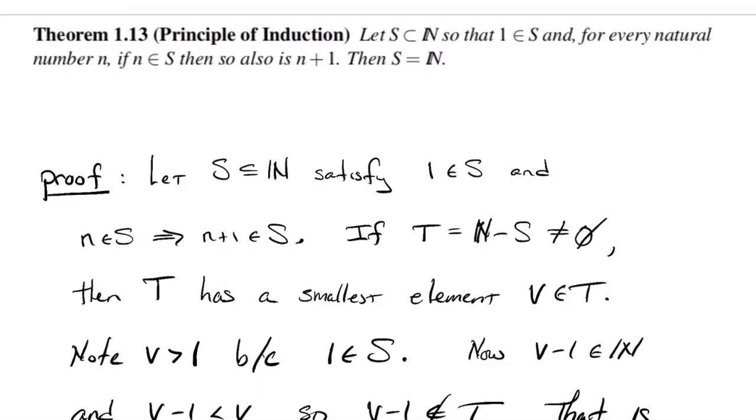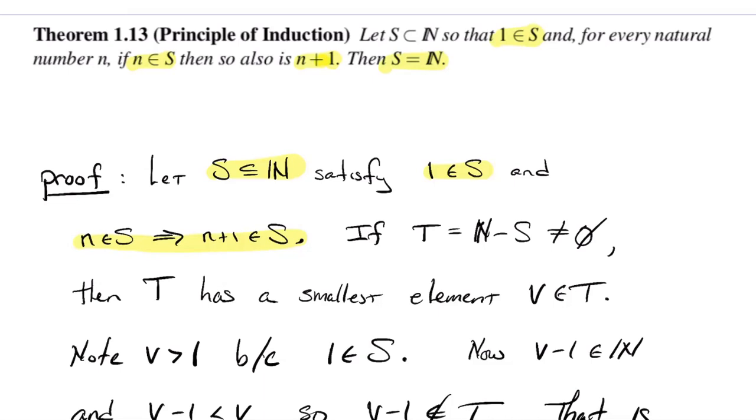I stated it here again: if S has this property, it's a subset of the natural numbers, and it contains the number 1, and whenever an element is in it, the next element is in it, then it has to be everything. So I'm going to proceed by contradiction here again. I'm going to suppose that I've got some subset of the natural numbers. It's got 1 in it, and it has this inductive hypothesis: whenever n is in it, n plus 1 is in it. But for a contradiction, I'm going to suppose that S isn't the set of all natural numbers.